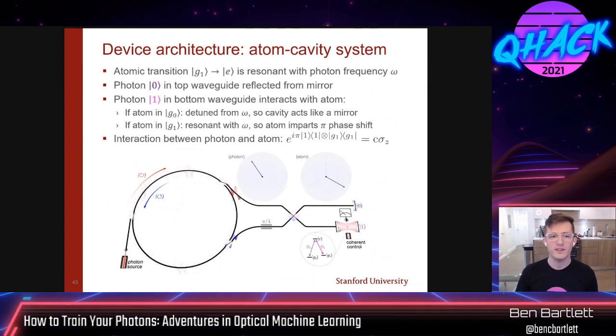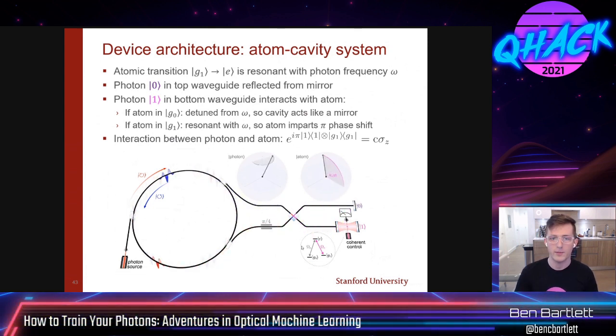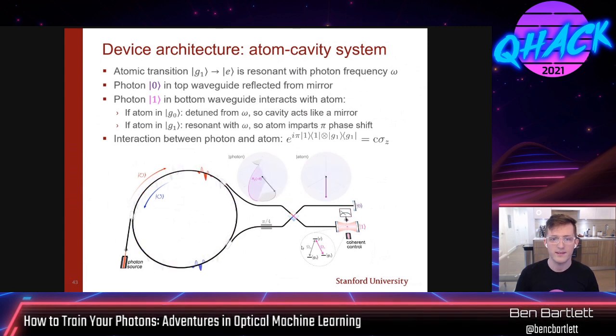If the atom is in the G0 state, then G0 to E is a transition that is far detuned from the photon frequency omega. So the photon basically doesn't see the atom, and the cavity acts like a mirror would. If the atom is in G1, then this transition is resonant with the photon frequency, so the atom imparts a pi phase shift. So at the end of the day, the photon gets a pi phase shift from whatever part of the joint quantum state is in the 1 state and the G1 state. So it is, again, CZ between the atom and the photon.